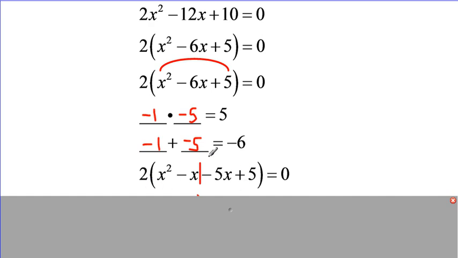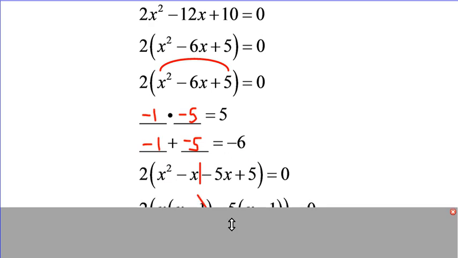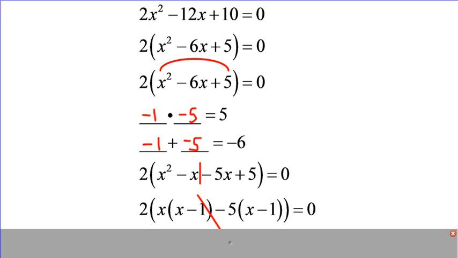We're going to continue the factoring process like we normally do. What can we divide out from these two terms? The first part would be dividing out an x. So I'm left with x minus 1. Our second part, we could divide out a negative 5, so it'd also be left with x minus 1.